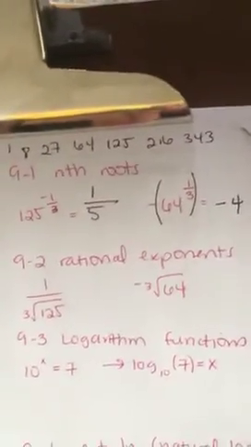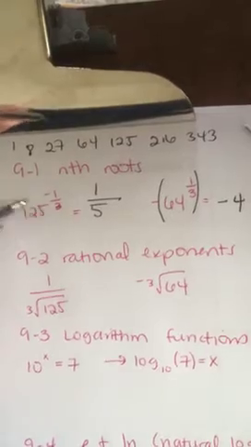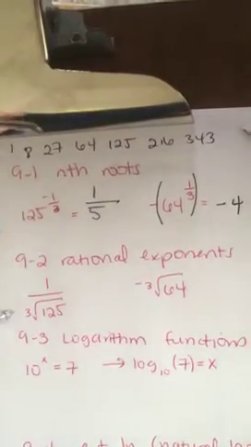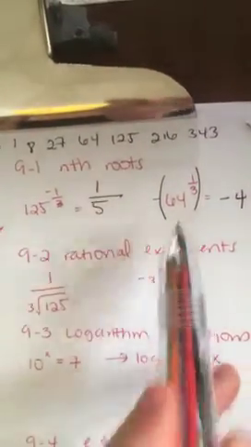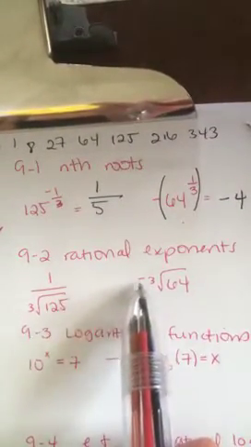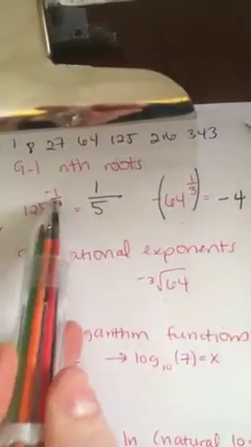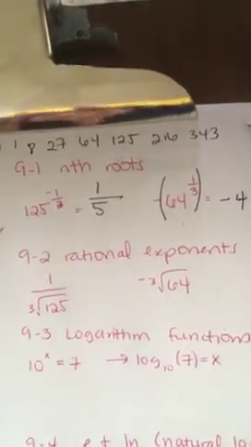All right, 9.2 is rational exponents. So it's basically how would you rewrite this and the fact that they are the same. That's about it. So this is rewritten as this. That negative is on the outside of the radical sign, and then the negative tells me it's in the denominator.